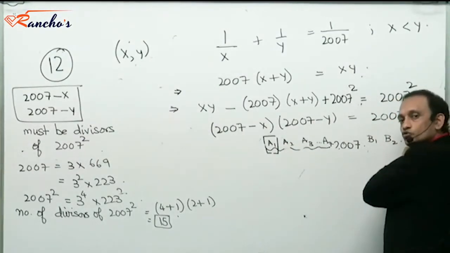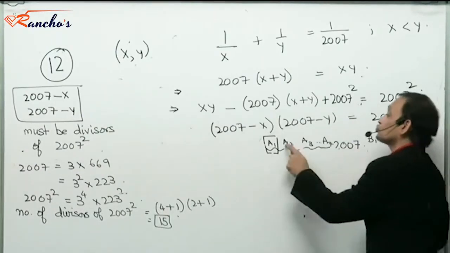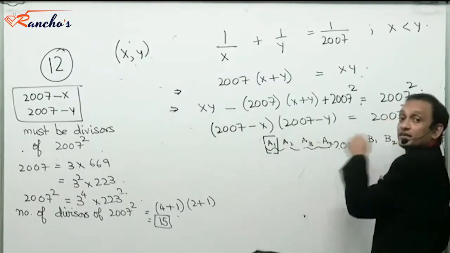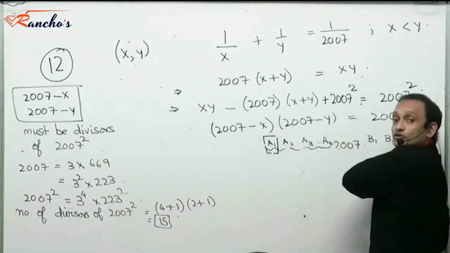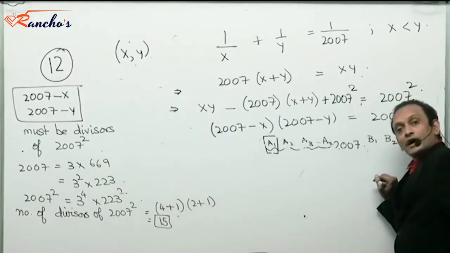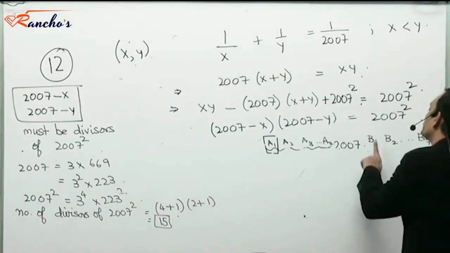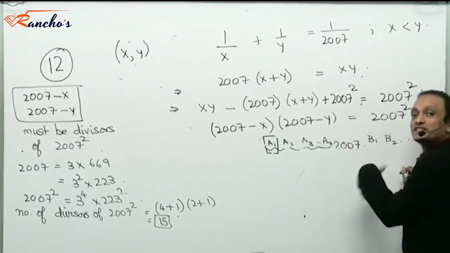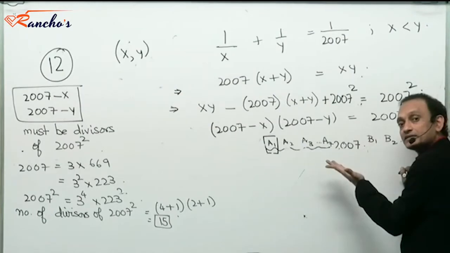That would be 2007 squared, right? It could be A2 into the rest. It could be A3 into the rest, A4 into the rest, A7 into the rest. Yes or no? 7 ways. After this I don't do, because I'm going to get the same pair replicated. If I go beyond this, I'm going to get the same pair replicated, isn't it?